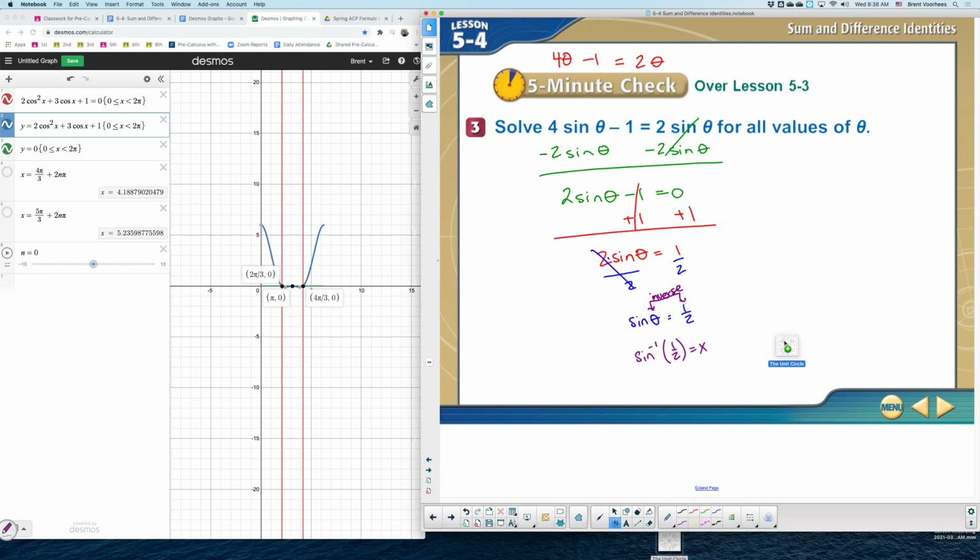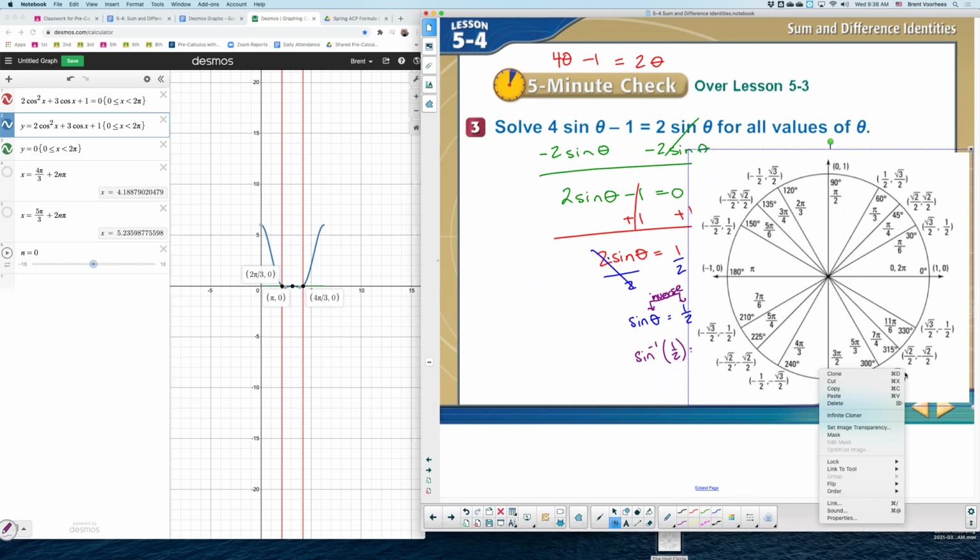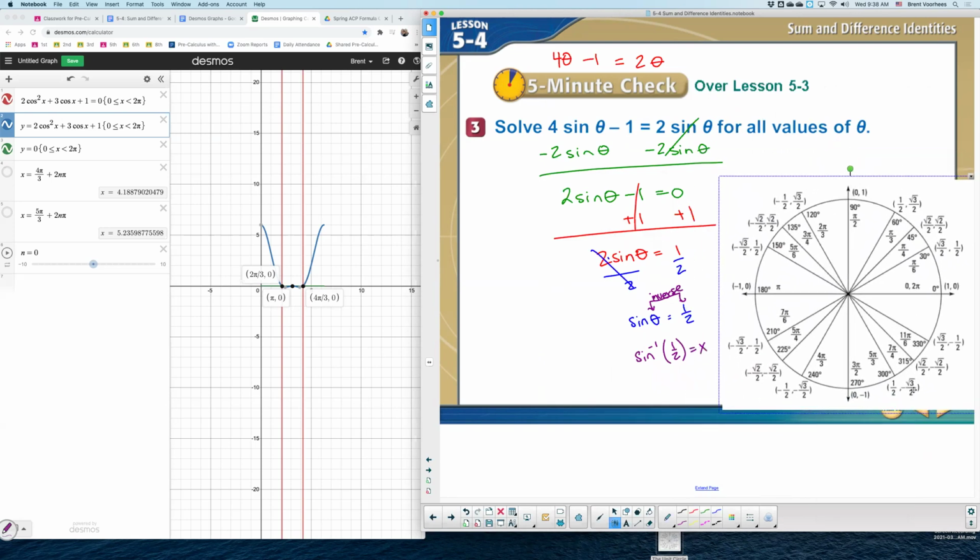So I'll pull up a unit circle again. I need to just copy this, keep it smaller so I don't have to keep doing this. Here we go. Let me copy it one more time. All right, now I can just paste it in the future.